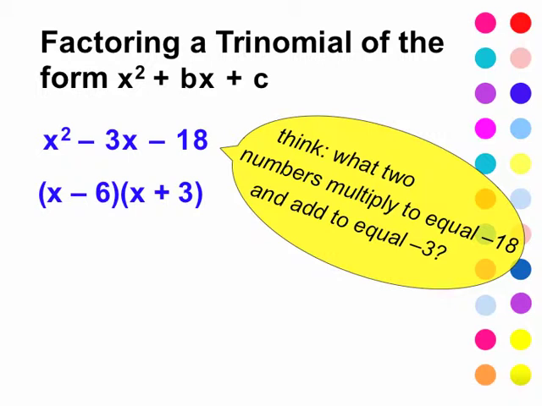Always check using FOIL or double distributive or box that your factored form multiplies back to equal the given trinomial. So that's when you have a trinomial with a leading coefficient of 1.